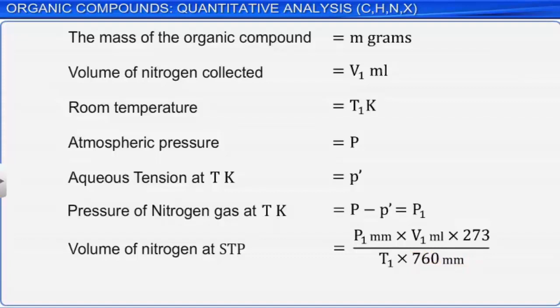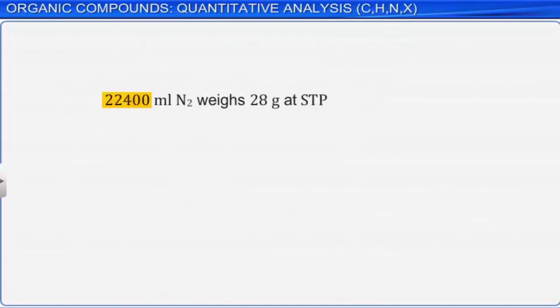As we know, 22,400 ml of nitrogen weigh 28 grams at STP. Therefore, V ml nitrogen at STP weighs 28 multiplied by V ml divided by 22,400 ml.